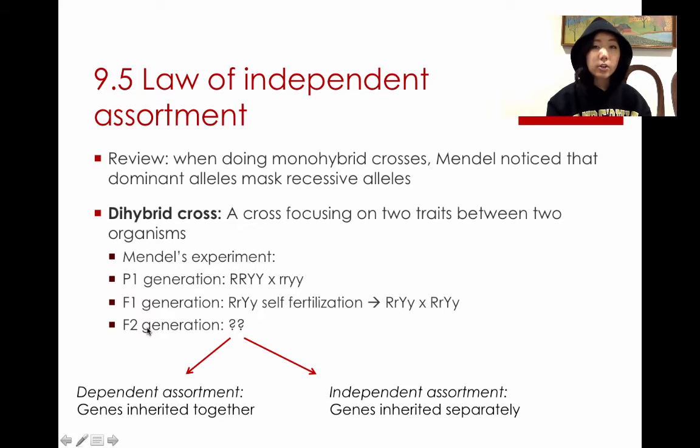And he was trying to determine whether or not these two separate characters were assorted dependently, where the genes are inherited together. If you have one gene for one of the traits, it would affect the genes of the other trait that was inherited. Or it's possible that the genes were inherited independently through independent assortment, which means that the genes that are inherited from one trait don't affect the genes that are inherited of the other trait.